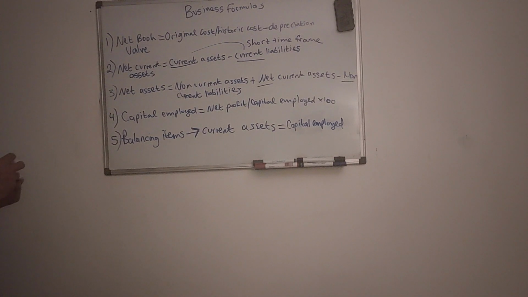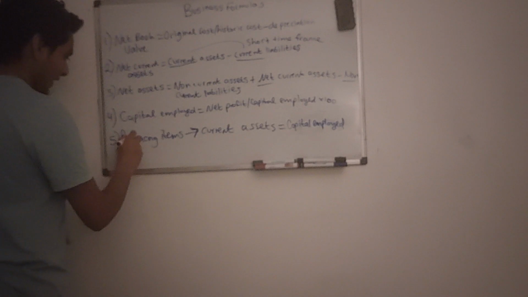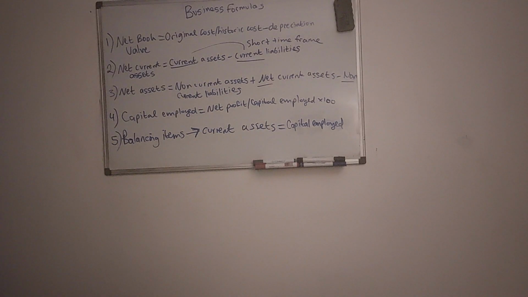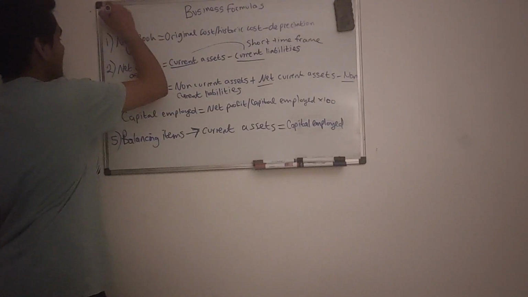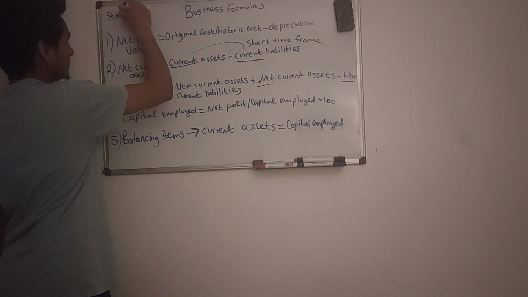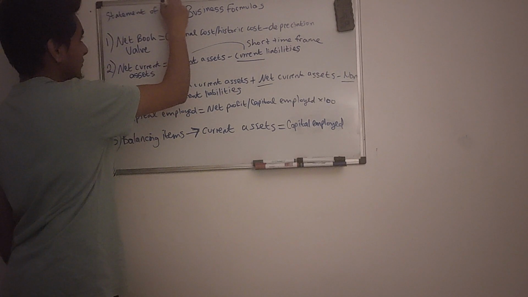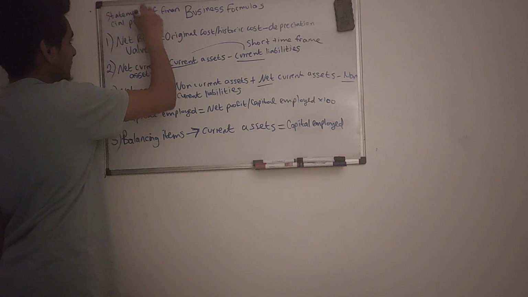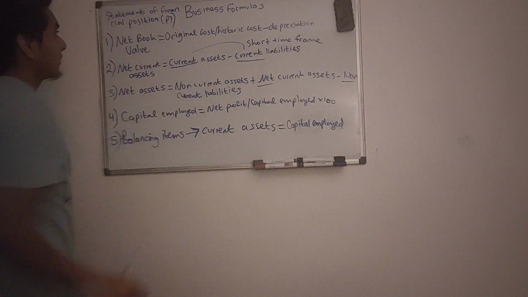So yeah, those are five formulas. Actually, that's fine. For today, we'll only do five formulas. I'll make another video on a different section. This section is statement of financial position. So that's part one.